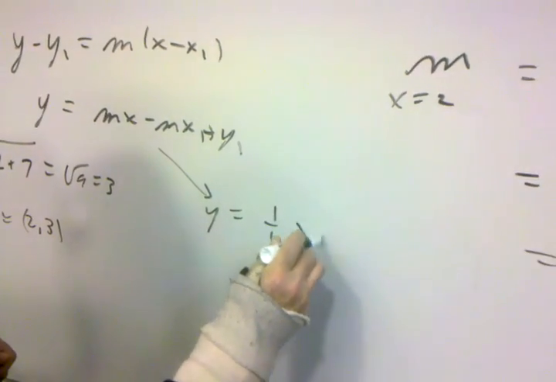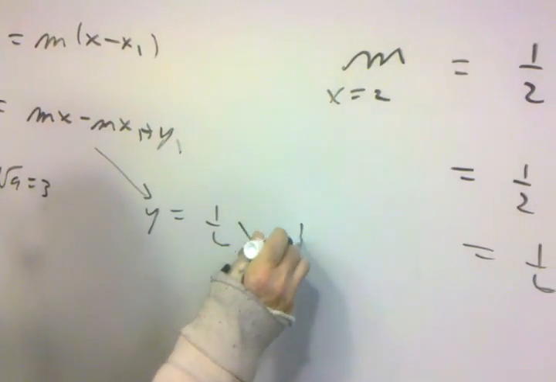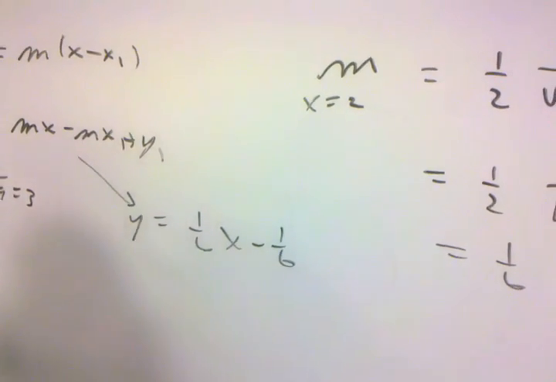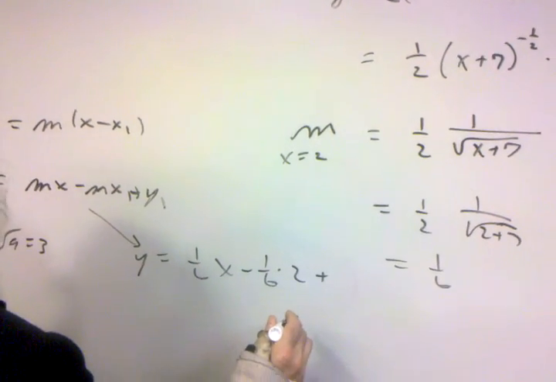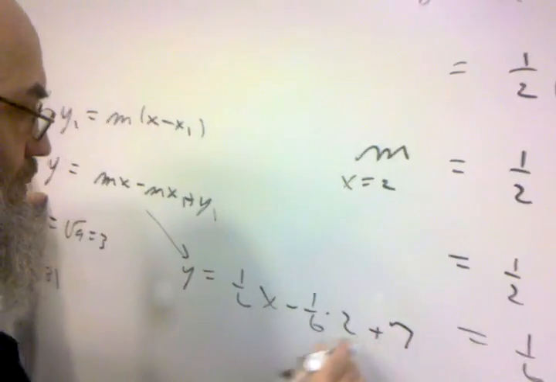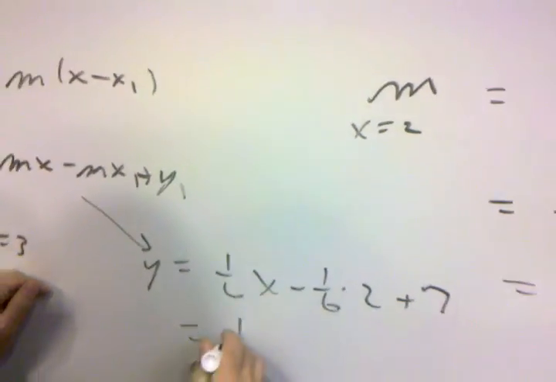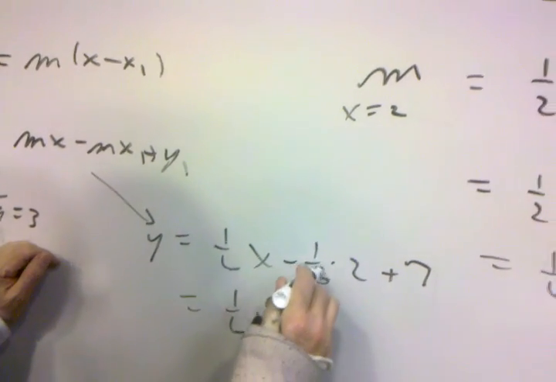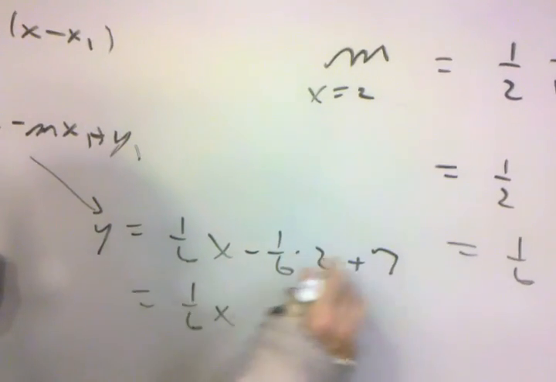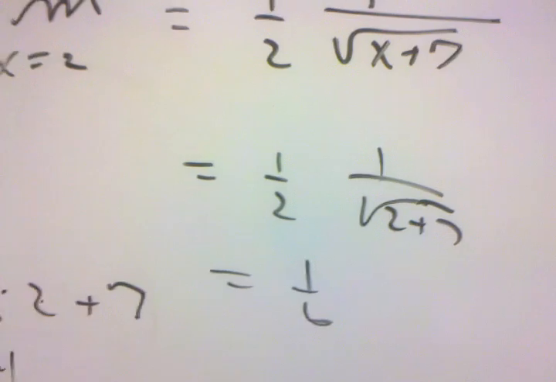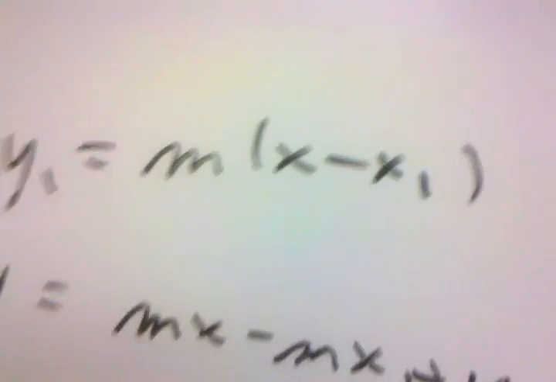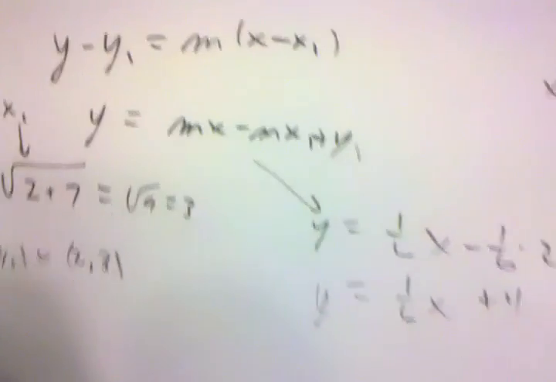And now we have y equals 1/6 times x minus 2, plus 3, which is y1. Then you just get 1/6x. This is minus 1/3, and plus 3 is... The equation is y equals 1/6x plus 8/3. Because here we found m is equal to 1/6, and then we just went back and plugged it all into this original equation.